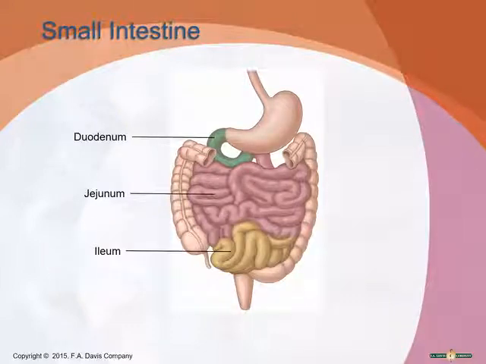The small intestine. This is where most of the chemical digestion and nutrient absorption takes place. The duodenum is the first 10 inches, and begins at the pyloric valve of the stomach. We talked about that with the stomach. The duodenum, it shows right here.